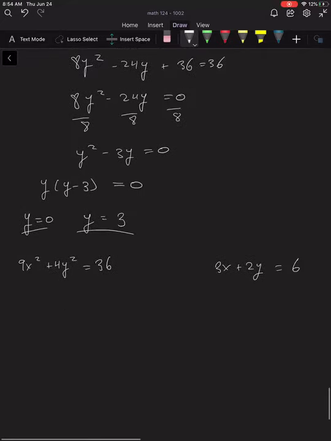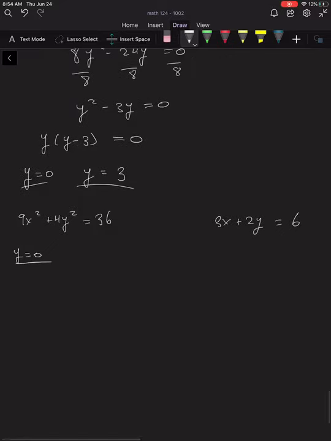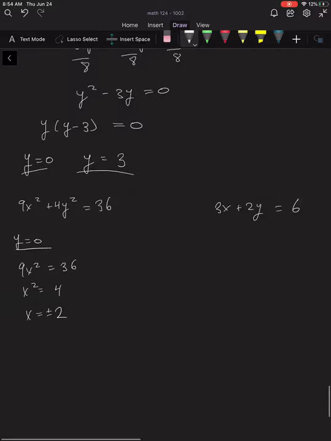So now let's plug in y to be 0 in this left-hand equation. Let's try this one out. So what happens when y is 0? We're plugging it into this left equation. If we do that, we're going to get 9x squared plus 0 is equal to 36. So we have x squared is equal to 4. x is equal to plus or minus 2. So we get 2 comma 0 and minus 2 comma 0.